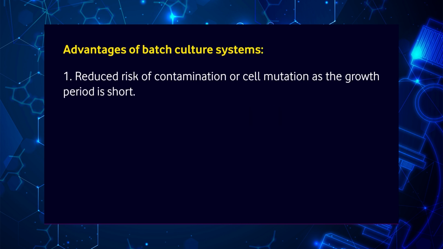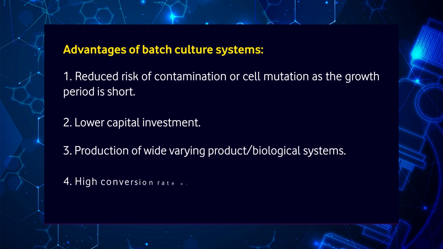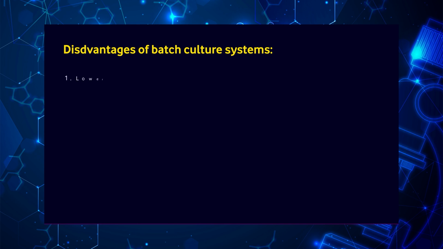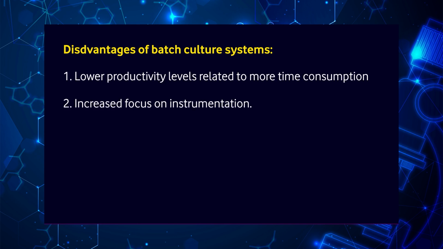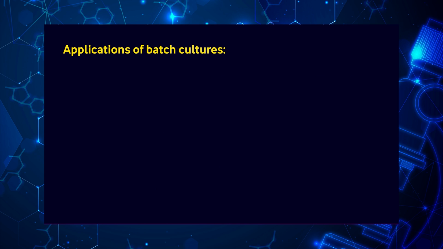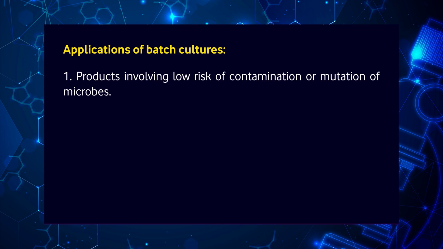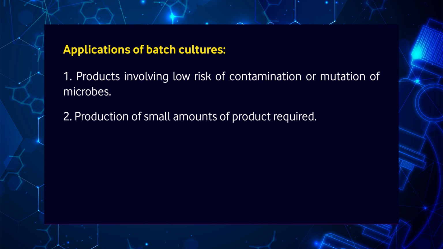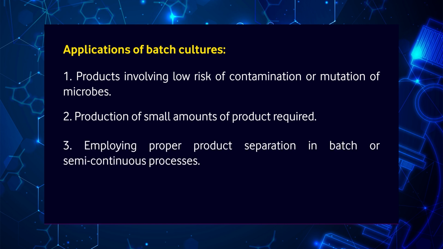There are several advantages of a batch system. There is low contamination, capital investment is less, a wide variety of products can be produced, and there is high conversion rate of raw materials. But there are also disadvantages: low productivity, increased focus on instrumentation, several subcultures required, high cost for labor, and more susceptibility to pathogenic microorganisms and toxins. There are applications of batch culture. Products involving low risk of contamination can be produced, production of small amounts of product, employing proper product separation in batch and semi-continuous process. This is the summary of the equations that we have talked about.